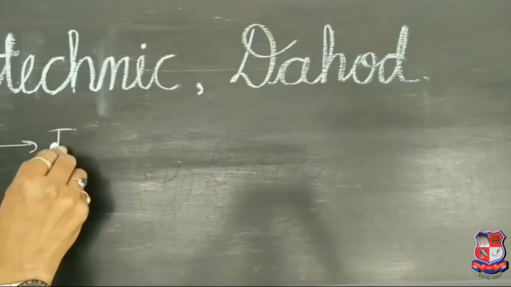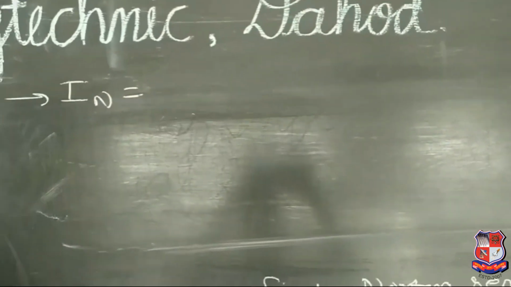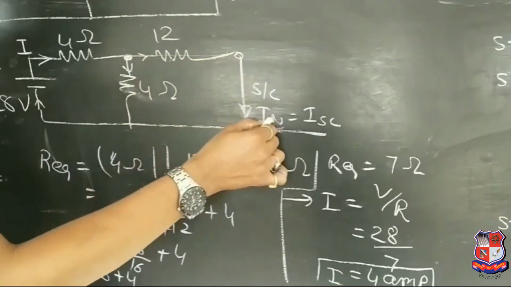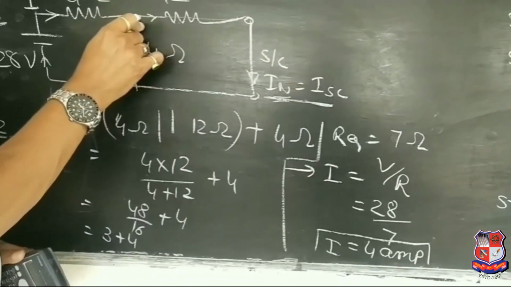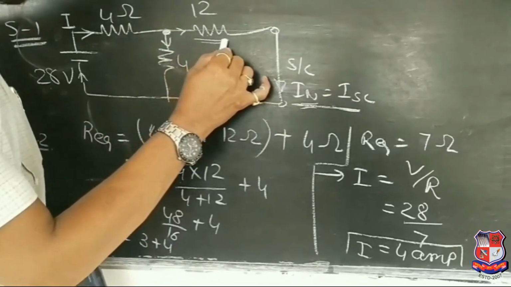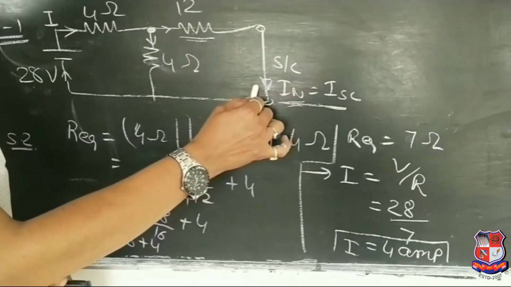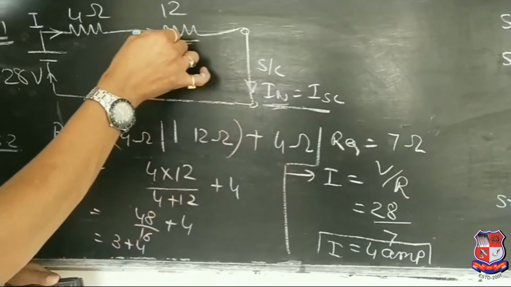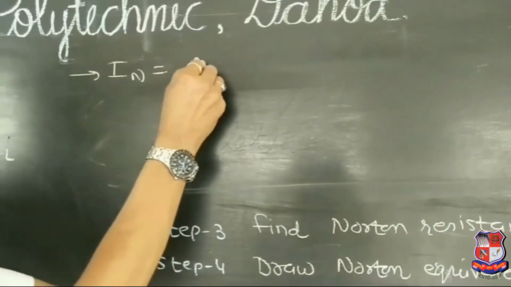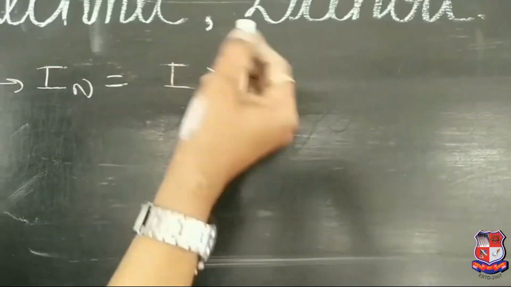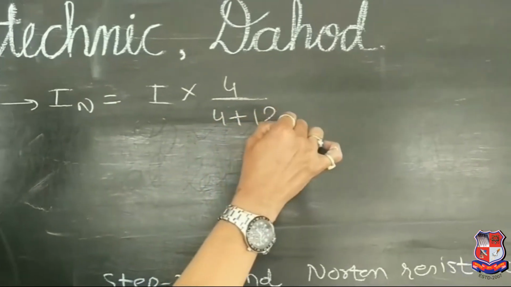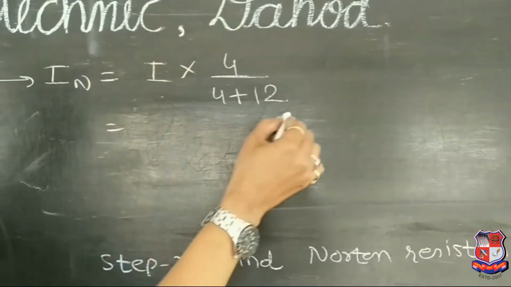Now we have to calculate the Norton current. So Norton current will be given by whatever the current through 12 ohm. That is our Norton current. So at this junction point, there will be a division of current. Whatever the current through this 12 ohm, that will flow through the short circuit link, and our aim is to find out that current. So here we have to find out the current through 12 ohm. So using the current division formula, we can say I Norton equal to I multiplied by resistance 4 ohm divided by 4 plus 12. This is the current division rule.